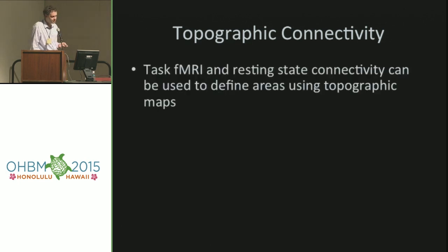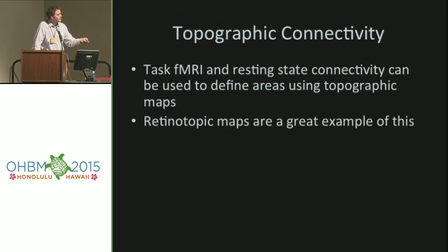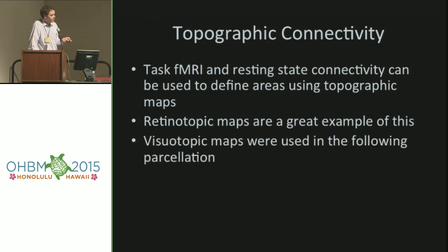I'm not going to talk much about topographic connectivity. I'll go into that in detail in the afternoon lecture. But task fMRI and resting state connectivity can also be used to define areas using topographic maps. And retinotopic maps are a great example of this. And so we made use of those maps in the following parcellation I'm going to show you.